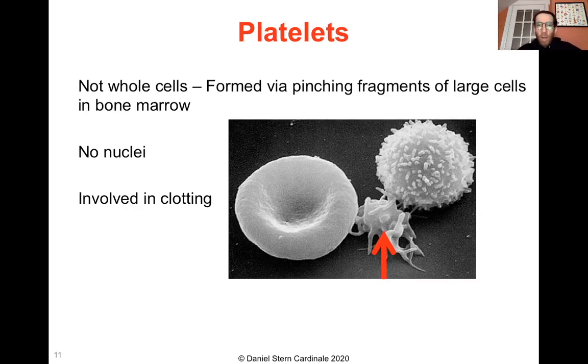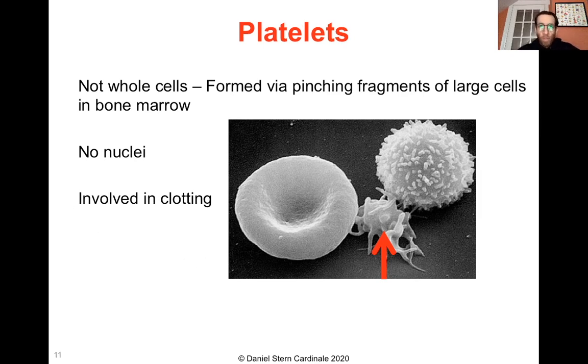The final cellular component to blood is platelets. These little things right here are platelets. Platelets are not whole cells. They are derived from whole cells, these big cells in the bone marrow. And basically, you get these big cells, they pinch off little bits, and those little bits are called platelets. Platelets do not have nuclei, and they are involved in clotting. So we're going to talk more about platelets in a few minutes when we get to blood clotting and see how that works.